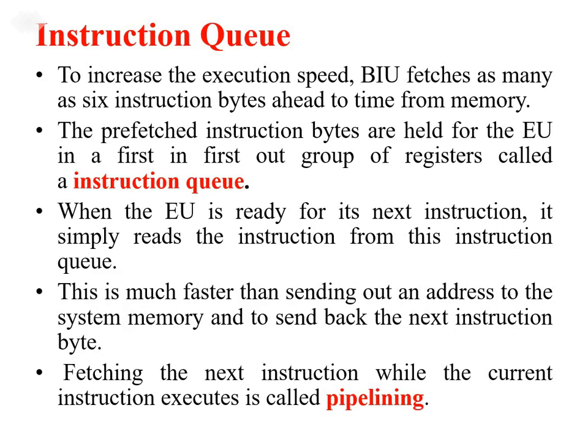Suppose in the EU one of the instructions is executing, but the 6 bytes of instructions which have been fetched into the instruction queue are in a pipeline manner. Therefore it is known as pipelining. One instruction is executing but others are still being fetched so that they will become the next instruction. In this way, this instruction execution is known as pipelining.